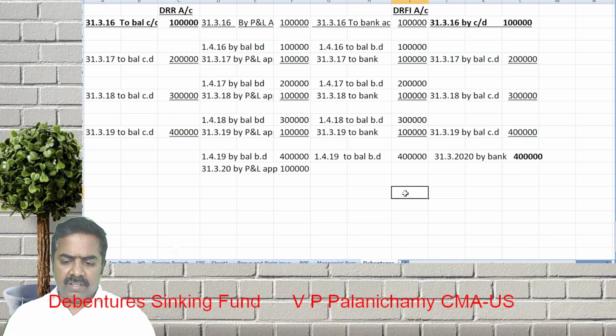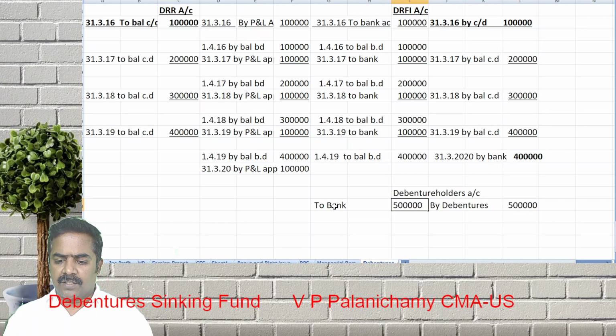Then we can pay the debenture holders. Debenture holders account prepare பண்ணா by debentures. Debentures எவ்வளவு இருக்கு? 5 lakhs. To bank, how much you have to pay them? 5 lakhs pay பண்ணணும். Now you may ask a question.